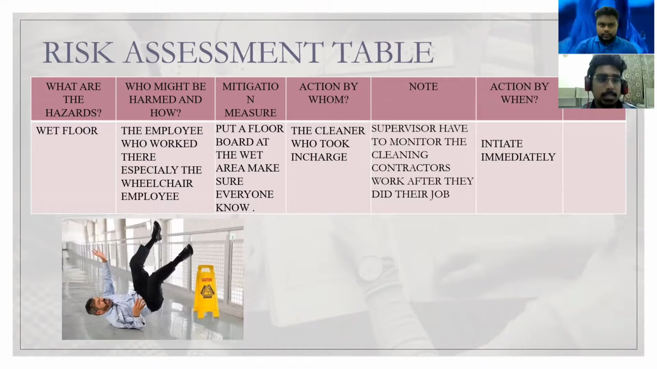The next hazard is wet floor. Wet floor might look like a small issue to everyone, but it may have a big impact on the company. For example, if an employee gets tripped over, it can harm them. Not only that, the employee who works there, especially the employee in a wheelchair, might get hurt. To avoid this, we have to put a floor board at the wet area to make sure everyone is safe and nobody slips and falls there.